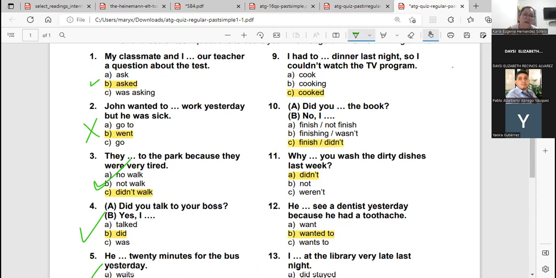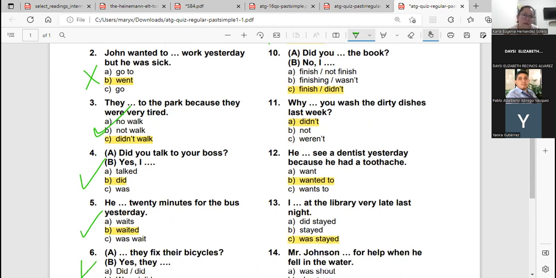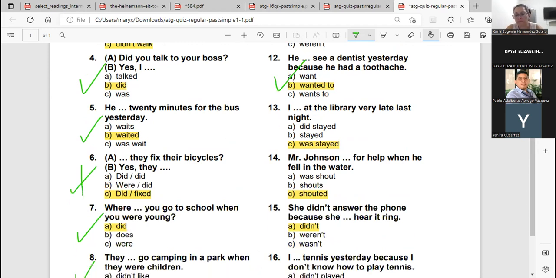I had to cook dinner. Now, remember that the verb in past is have. So the answer is letter A. Did you finish the book? No, I didn't. Why didn't you wash the dirty dishes last week? Very good. He wanted to see a dentist. I stayed at the library very late last night. Stayed. Was stay is incorrect.